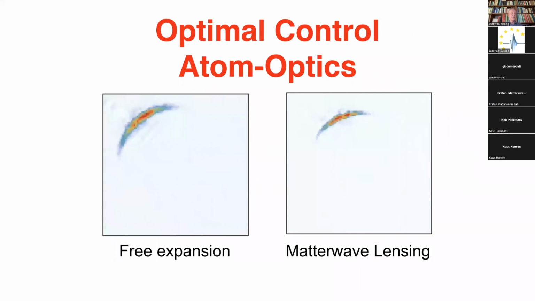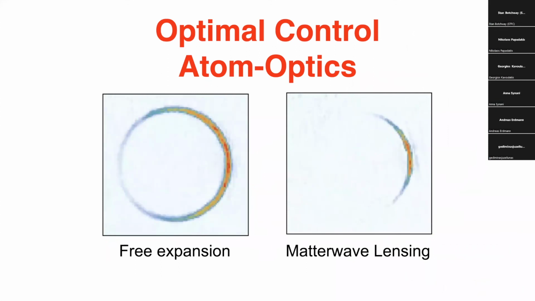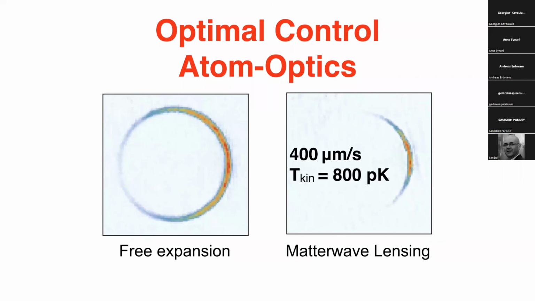So we can actually see it. On the left-hand side, that's the freely expanding cloud. On the right-hand side, that is with this collimation lens. And if you let them run together, you can see that one expands a lot and one much less. The one that expands much less is just a focus through the system. And then what we measure is the 800 pico-kelvin energy.